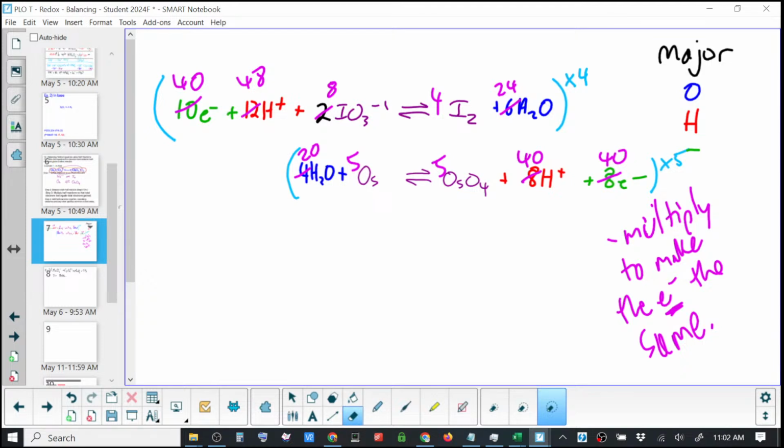Okay. So now, guess what we do with the equations? We add them together. Now you can cancel anything that's on both sides. I'll just add them and cancel afterwards so you can see it. But if you want to do it in advance, you can. But that means we have 40 electrons plus 48 H pluses plus 20 H2O.